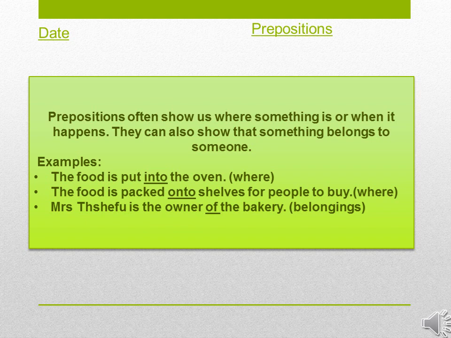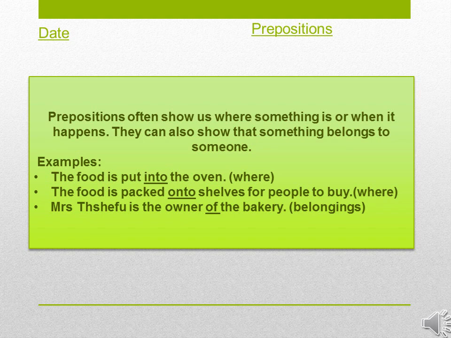Examples: the food is put into the oven. Into shows us where it is. Second example, the food is packed onto shelves for people to buy. That is where it takes place. And then lastly, Mrs. Tefu is the owner of the bakery, so that is when we refer to belongings. In other words, where we use belongings, there are also prepositions involved.